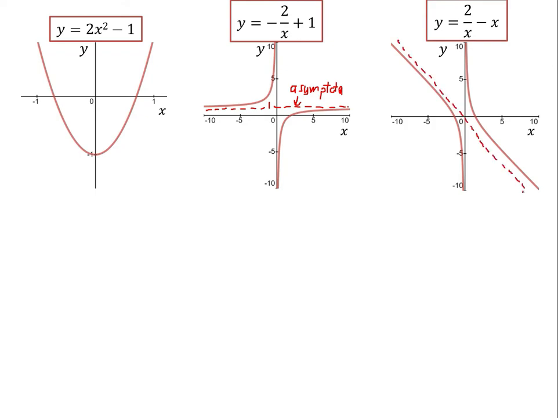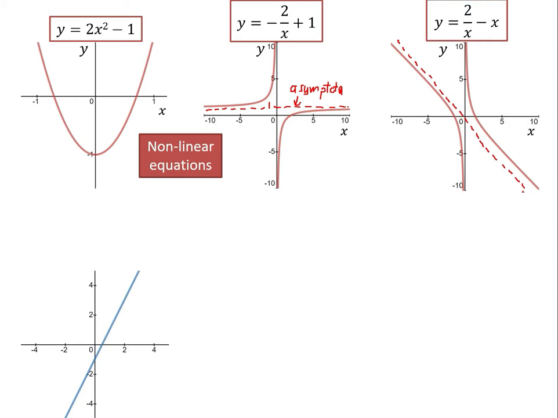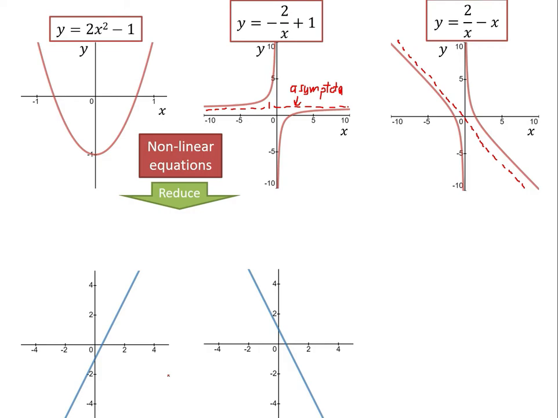These three equations, we name them non-linear equations. The graph is not a straight line. What if I want to draw it as a straight line like this? Same to y equals negative 2 over x plus 1, we also can draw it as a straight line like this, moving down. The condition here is we need to reduce the non-linear equation to the linear form.